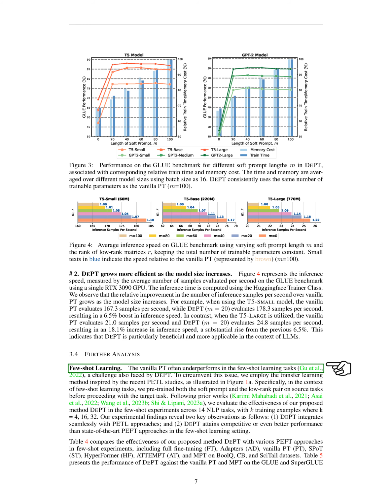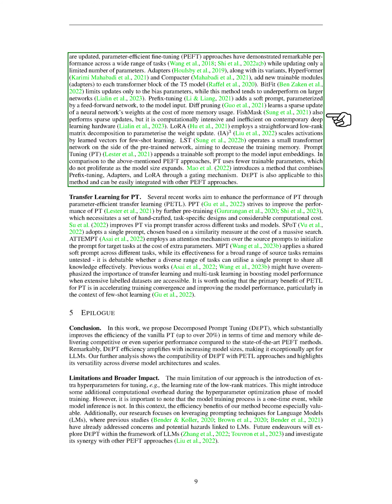Now, let's talk about parameter-efficient fine-tuning. Unlike standard fine-tuning and prompt-based fine-tuning, which update all parameters, parameter-efficient fine-tuning (PEFT) methods have shown impressive performance across various tasks while only updating a limited number of parameters. Several techniques fall under PEFT. For instance, adapters and its variants, HyperFormer and Compacter, add new trainable modules to each transformer block of the T5 model. BitFit only updates the bias parameters, but it tends to underperform on larger networks.